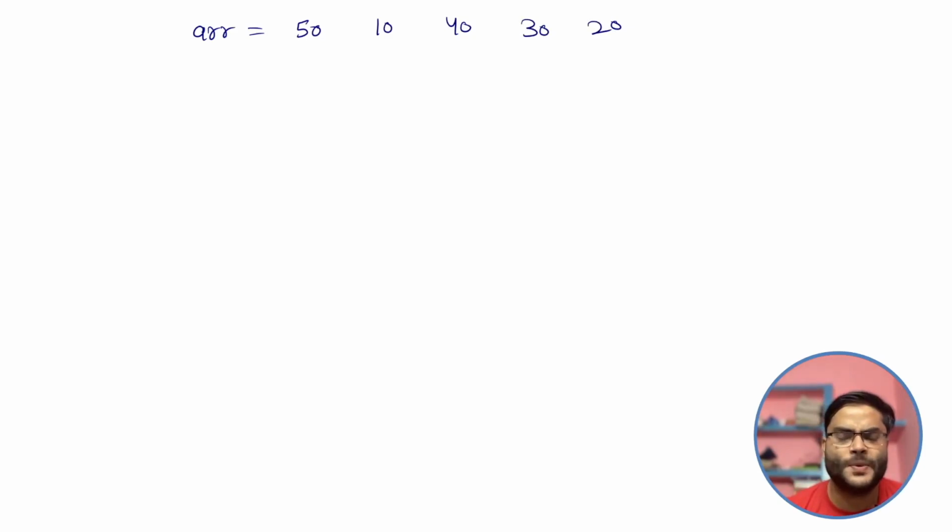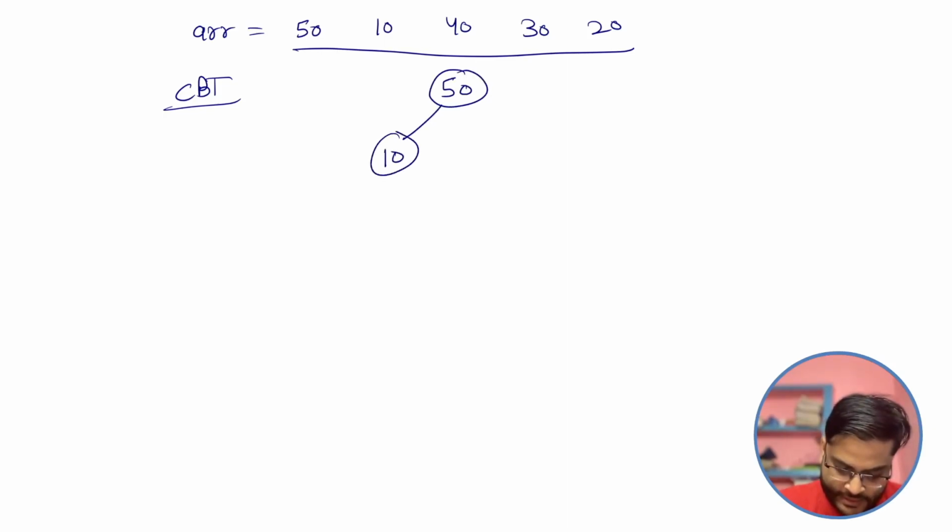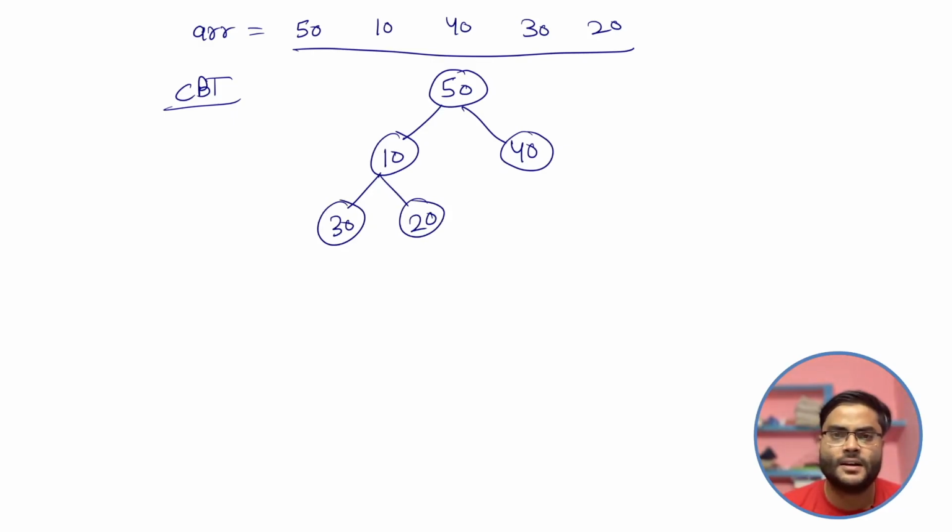Let's take an array. Let's say we have 50, 10, 40, 30, 20. Max Heapify says to create a complete binary tree of these elements, without any ordering. So let's say I create 50, then 10, then 40, then 30, then 20. I will create a complete binary tree of these elements.